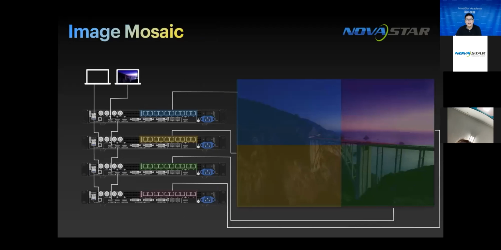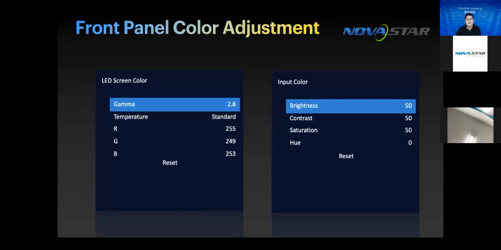Because of the flexible cascading, image mosaic is much easier. We can easily build a bigger screen with multiple VX1000s and do the settings easily. Another great feature is more adjustment options available on the front panel of VX1000, such as gamma, temperature, and screen RGB. You can also adjust the input color, such as brightness, contrast, saturation, and hue. All these are within the touch of your fingertips. It's quite easy and convenient.